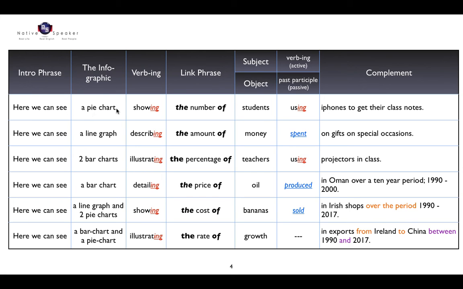Here we can see a pie chart showing the number of students using iPhones to get their class notes. You should practice speaking this and repeating the phrases as I speak them on the video. And you can rewind and go back to the sections where I spoke so that you can get the muscle memory into your own speech pattern. Okay? Remember, if you can say it, then you can write it. So try to remember that.